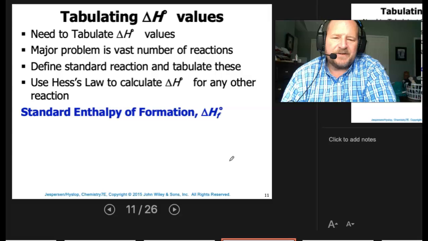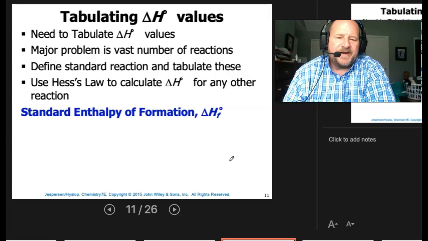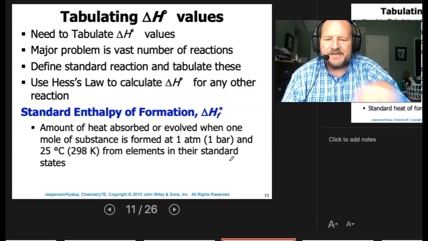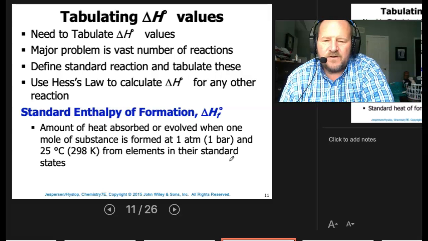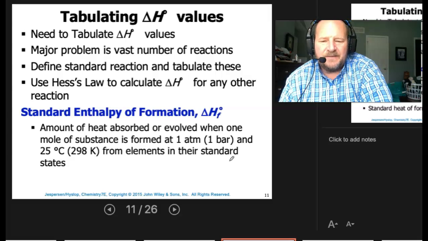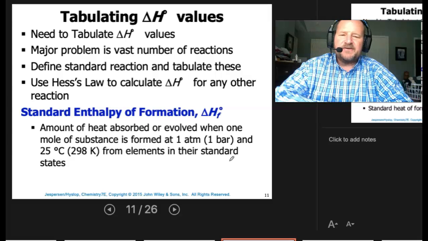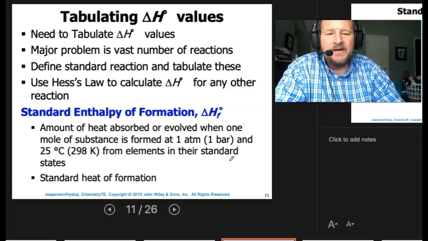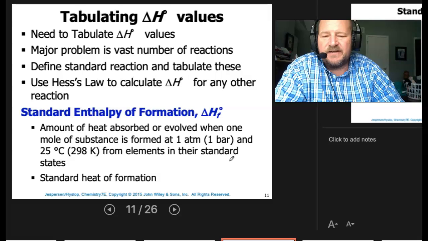The ones that we tabulated are going to be the enthalpies of formation, so delta H sub F. This is the amount of heat absorbed or evolved when 1 mole of substance is formed at 1 atmosphere and 25 degrees C from elements in their standard states. Okay? Now remember, elements in their standard states have a delta H of 0. So that's going to be our standard heat of formation.